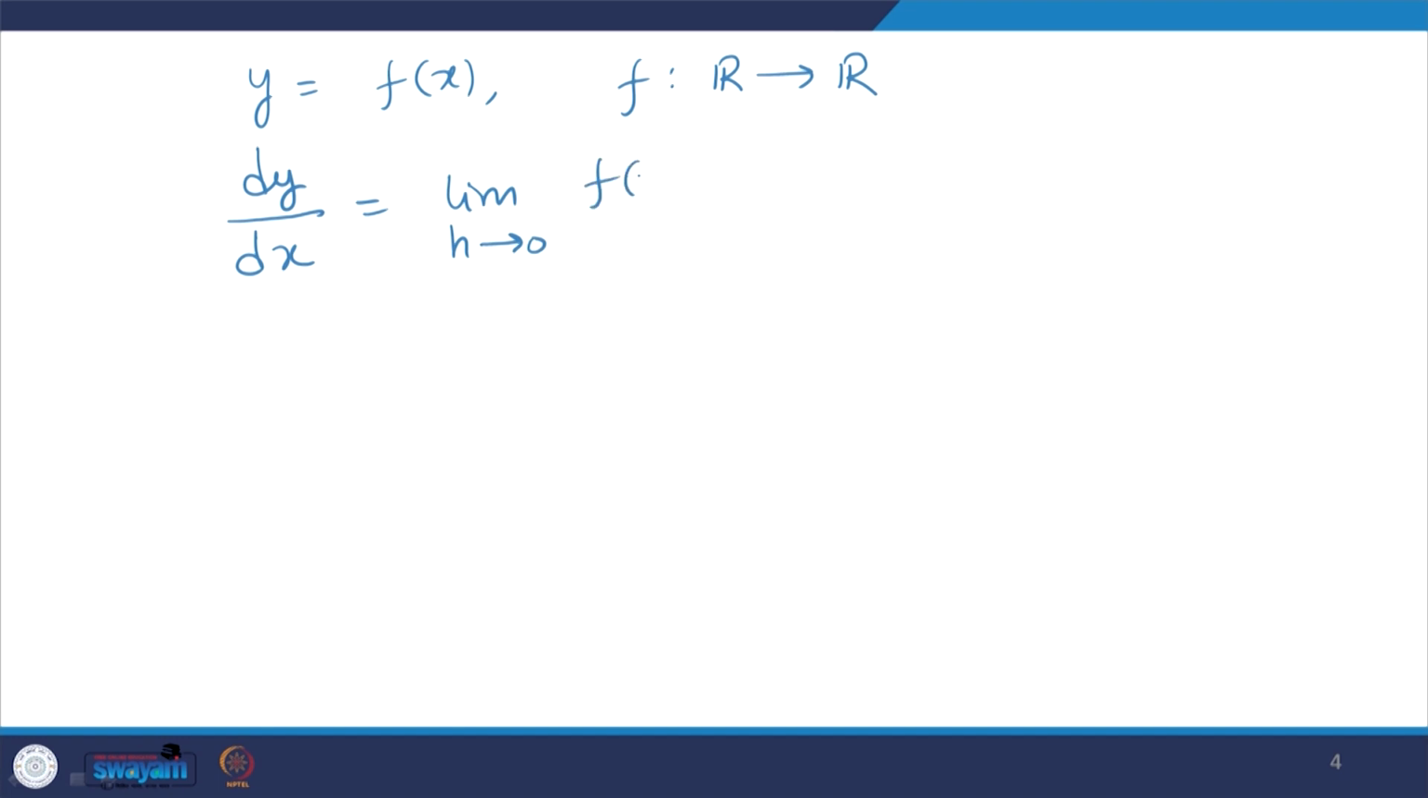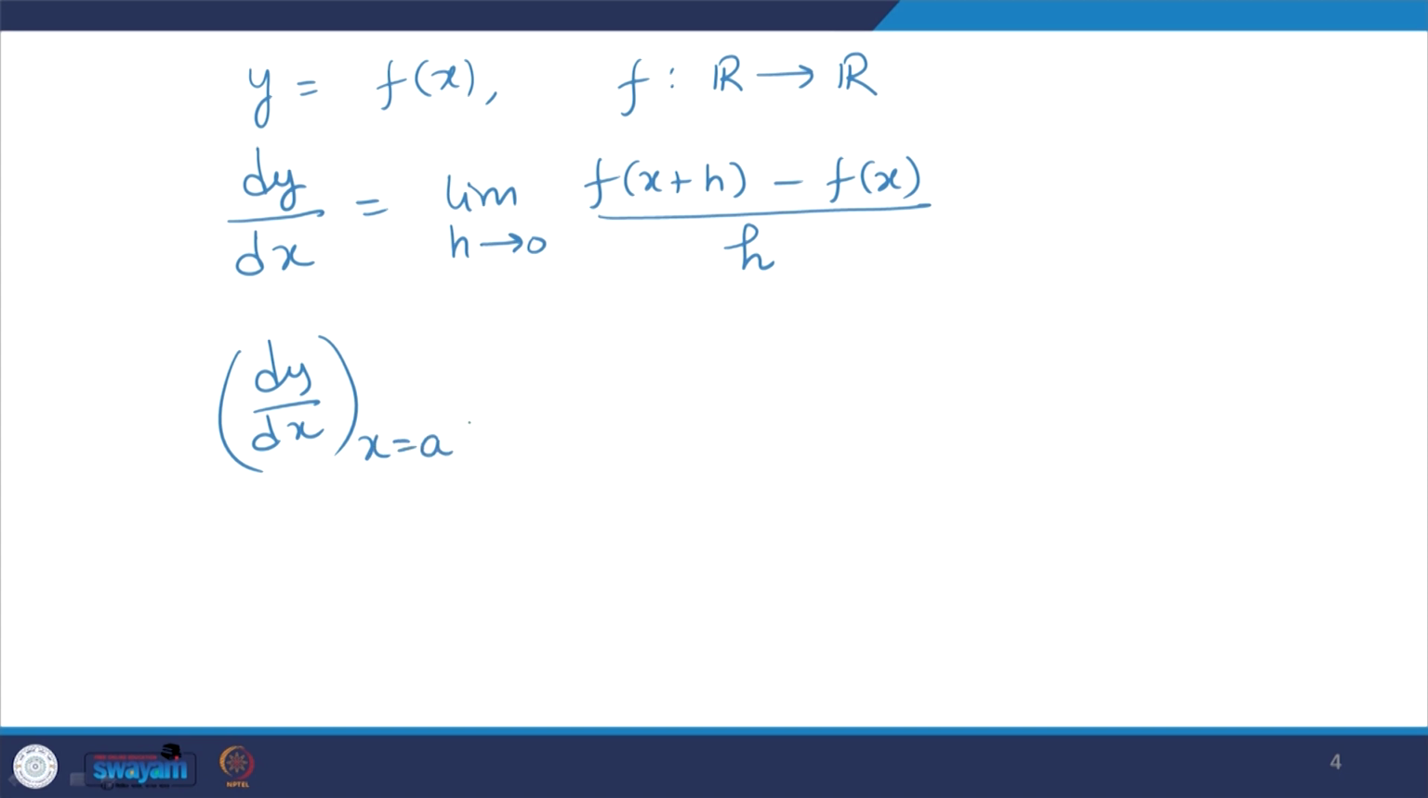We all know what a function of a single variable is. If f is from R to R, we all know that we define dy by dx, which is nothing but the limit h tending to 0 of f of x plus h minus f of x, upon h, provided this limit exists. This is called the derivative of the function f with respect to x. In this way we define f dash x at x. If we define dy by dx at x equal to a, then in the same way we can define it as the limit h tending to 0 of f of a plus h minus f of a, upon h.